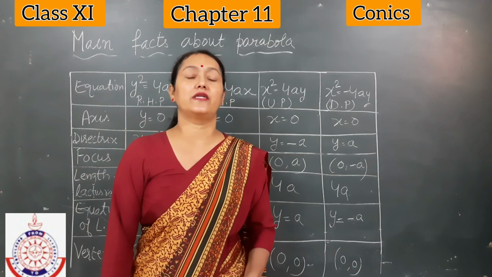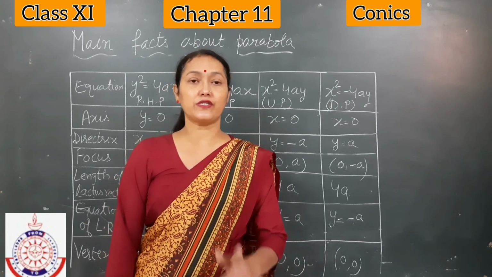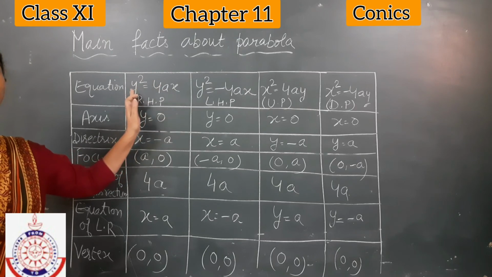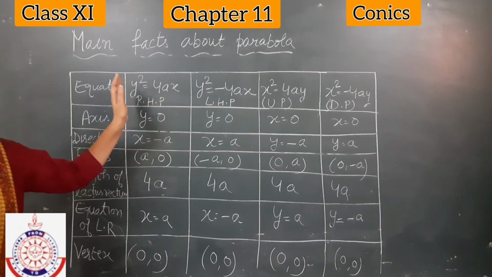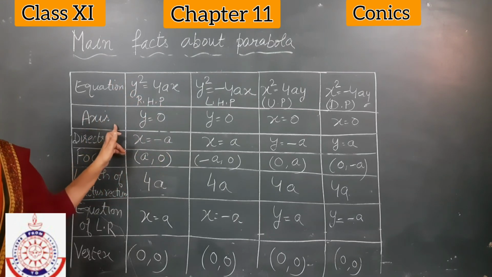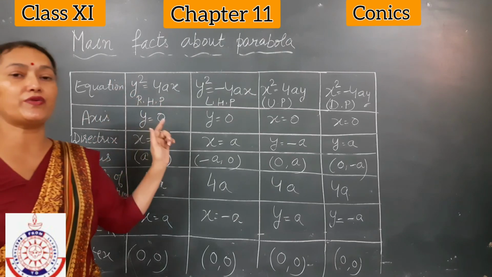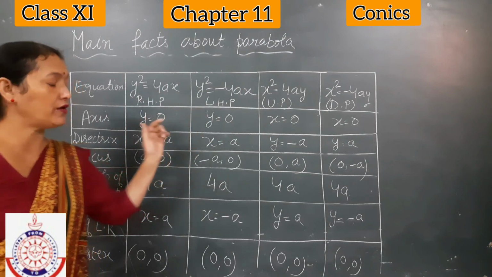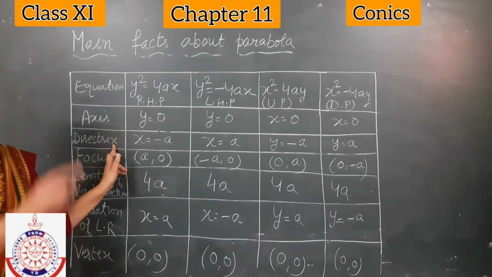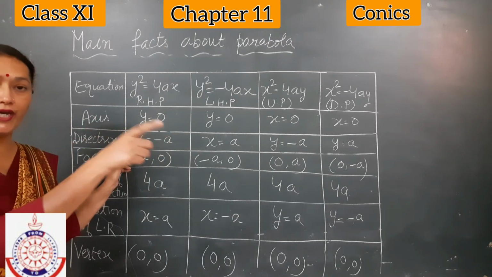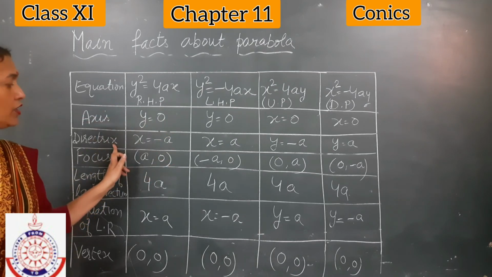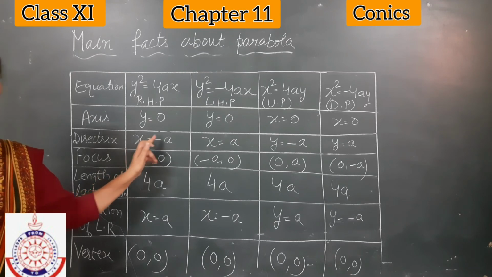Now the main facts that you have to learn about all the parabolas. First, you should know the equation of the parabola. For example, for the right hand parabola, the equation is y square equals 4ax. Then the axis: for the right hand parabola, the axis of symmetry is the x-axis, which means the value of y will remain 0. Then the directrix: if we have marked the focus at a distance of a units on the positive side of x, then the directrix will be on the negative side. So the equation of the directrix would be x equals minus a.